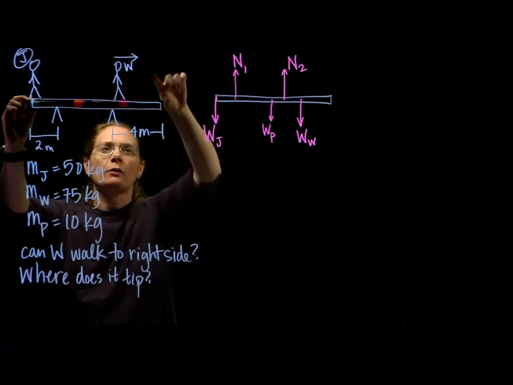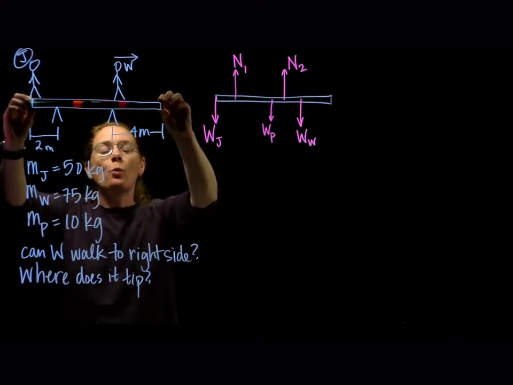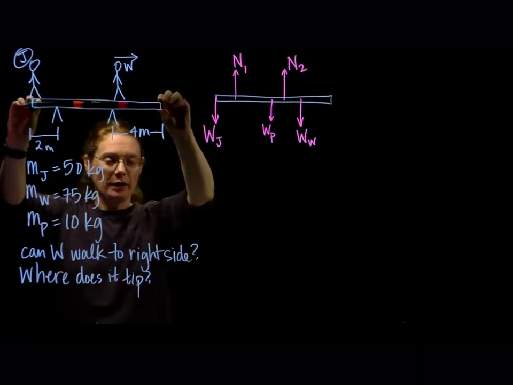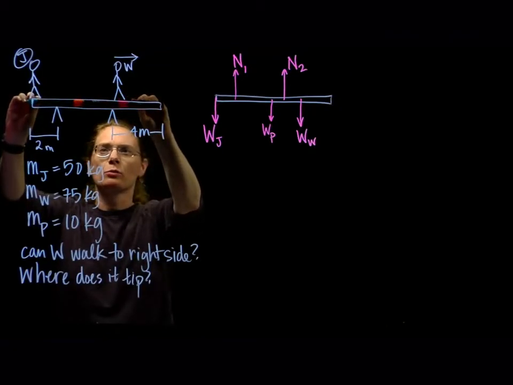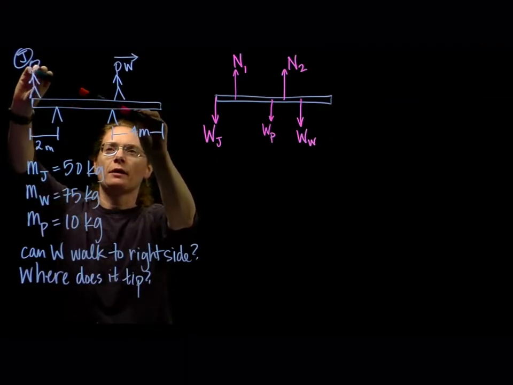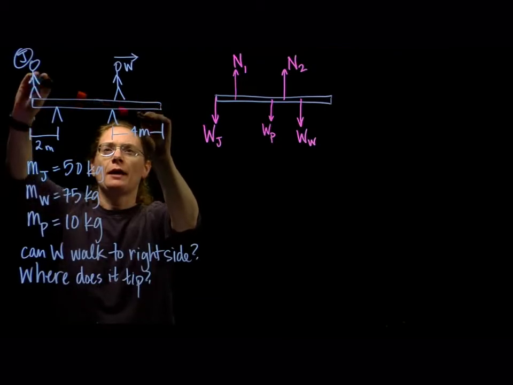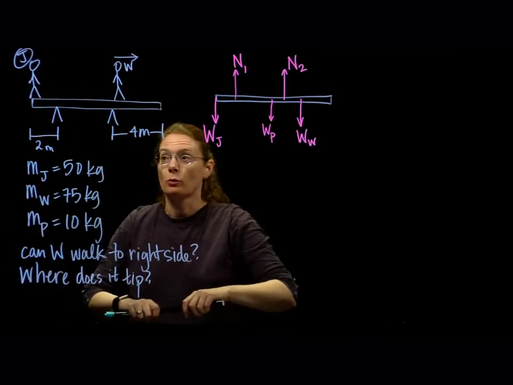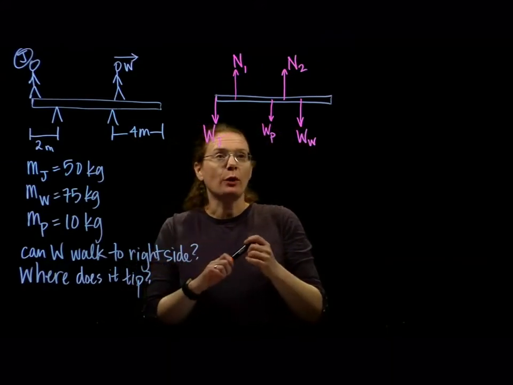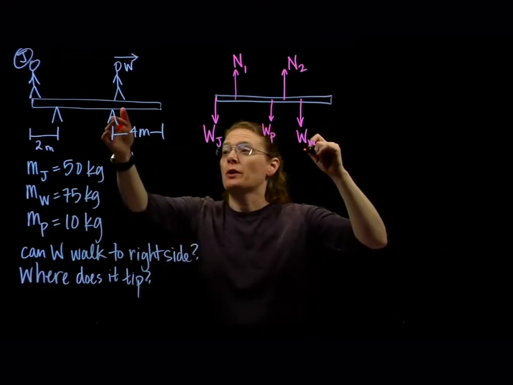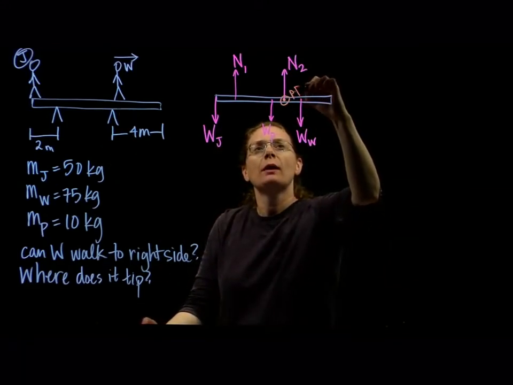Wooster's gonna keep walking out, and let's say it does tip at some point. We don't know where, but let's say it does tip. Where would it rotate about if it's gonna tip? If you think about it, it's gonna rotate about this point. This one's gonna lift off, and this one is gonna rotate right about that fulcrum or support or whatever you wanna call it. So I'm gonna choose that as my pivot point, where the normal force, where the support force is.